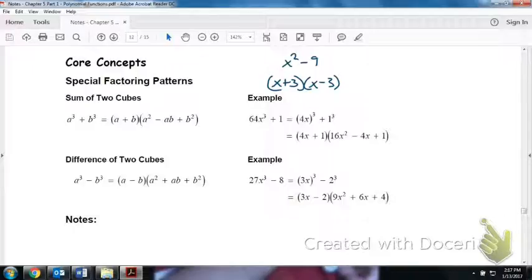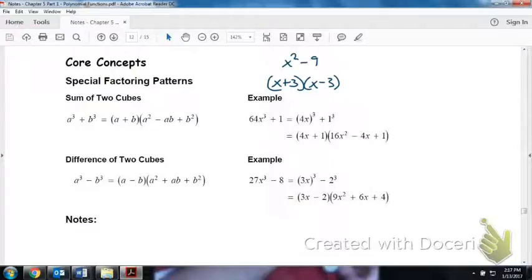All right? If you have a cubed plus b cubed, the pattern is like so. If you have a cubed minus b cubed, the pattern is like so. Now notice, the only difference are these two signs. Okay, the only difference are those two signs. So here's how I want you to remember it.